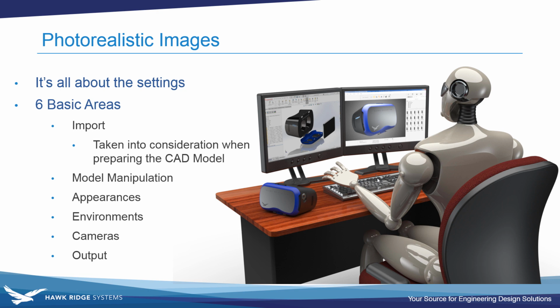The next thing is appearances. And the way this is set up in Visualize, from left to right, the tabs are a workflow, okay? Just work from left to right. Appearances are the next thing that you'd apply. And then environments, cameras. I spend most of my time working between environments and cameras.